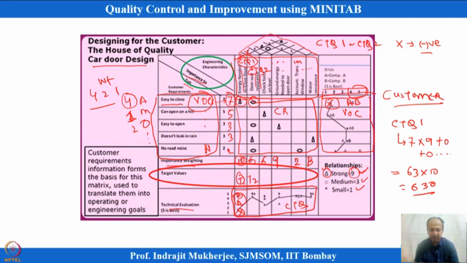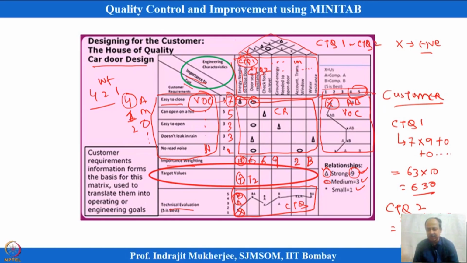Similarly, for the second CTQ, CTQ number 2, what you can see is that 7 will be multiplied. This is the 7 rating for this voice of the customer, and a medium relationship exists between them, so 7 multiplied by 6. Then, easy to open is also related to CTQ 2. In this case it will be 3 multiplied by the rating, and this medium relationship shown over here is given a rating of 3.